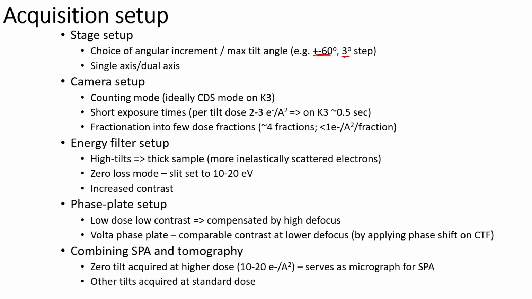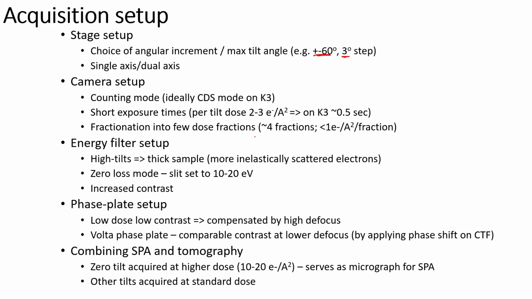So what we can do is to decrease the frame rate of, for example, the K3 camera, which supports the so-called correlated double sampling mode, the CDS mode. And in this mode, the camera should have even better signal to noise ratio for the counted electrons. We usually use very short exposure times because we have only 2 to 3 electrons per square angstrom. On K3, this leads to 0.5 second to 1 second exposure, depending on the setup of the electron flux.